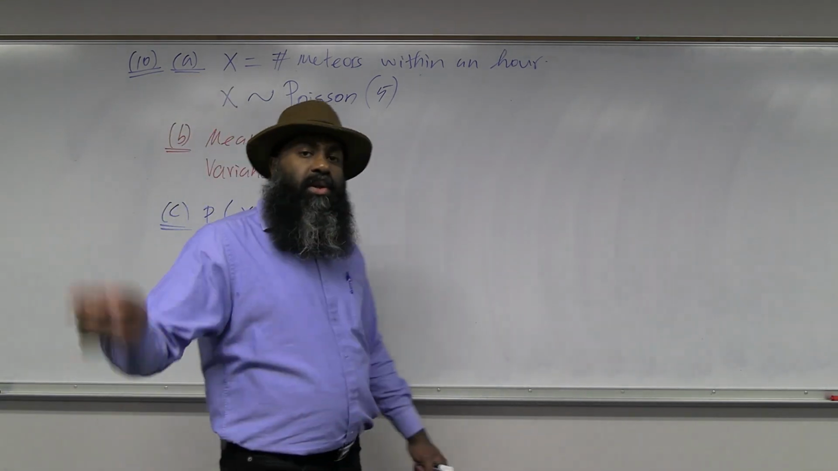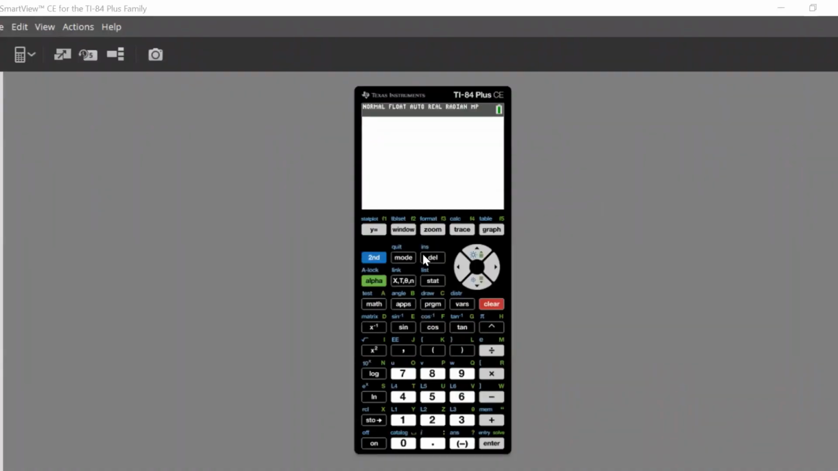All right, let's go to your calculator. Let's go to distributions. Second, variables. That's where we have distributions. And then I have to scroll down until I see Poisson PDF. You can see D and E are Poisson functions. D stands for Poisson PDF, and E stands for Poisson CDF. What we need for this calculation is Poisson PDF. Select D, Poisson PDF. Hit enter.